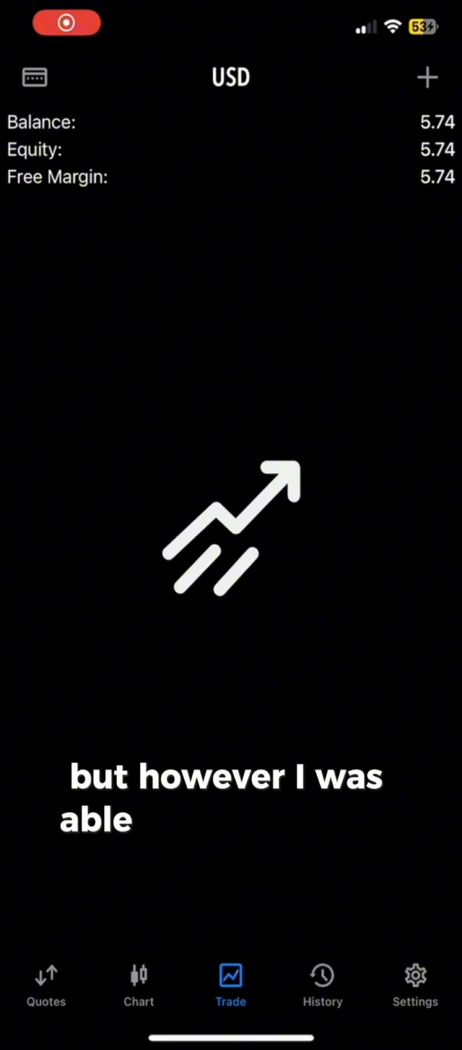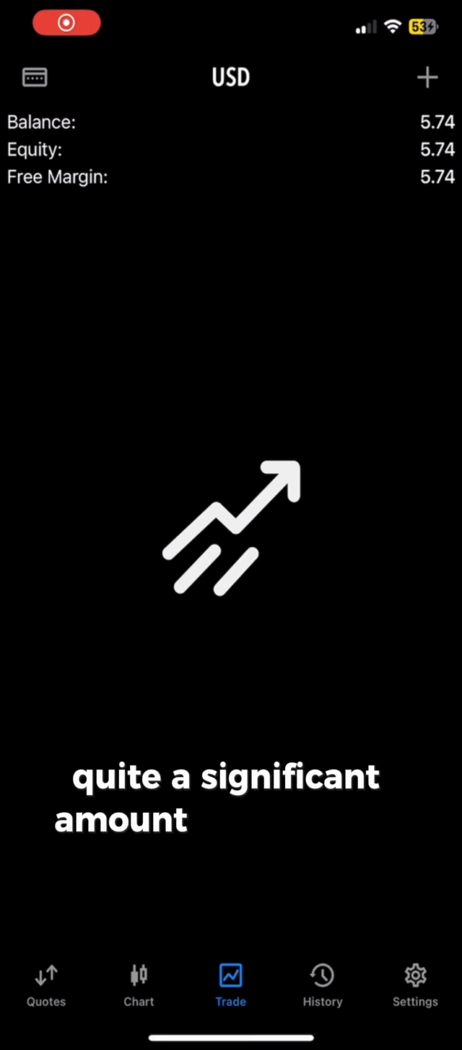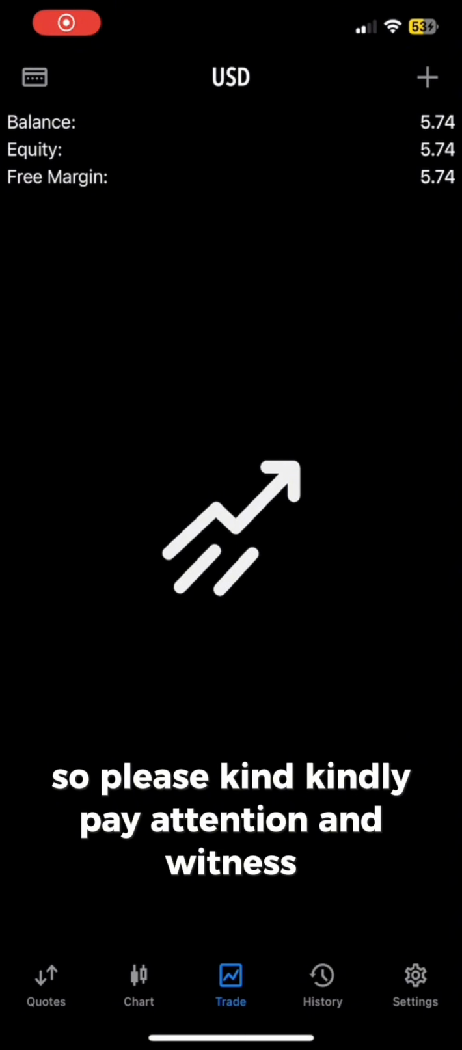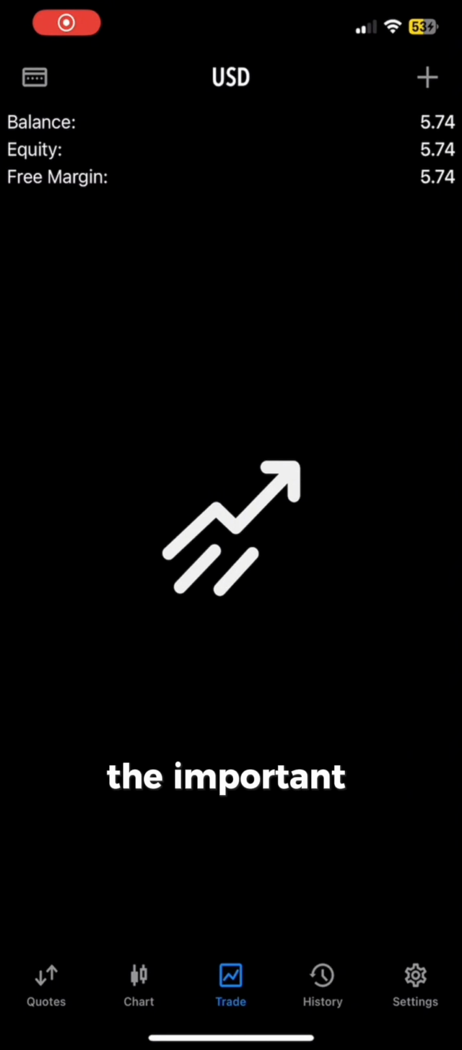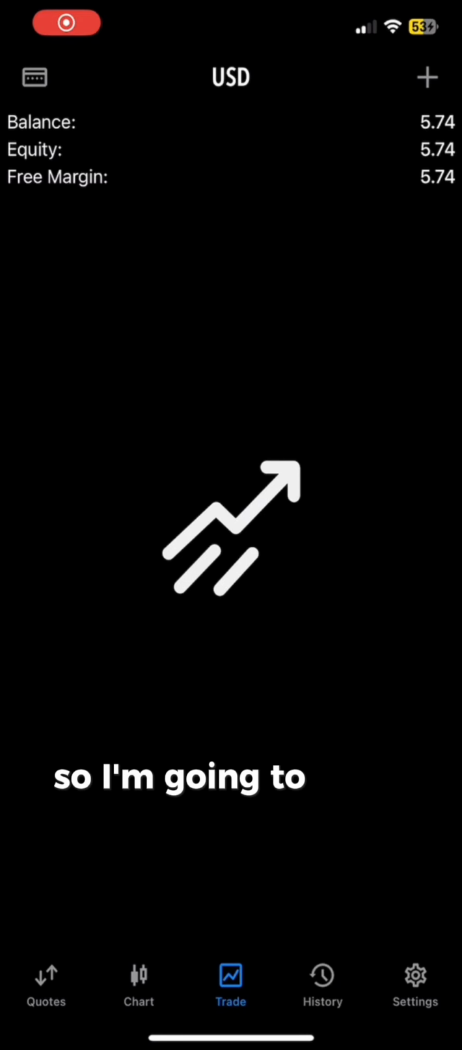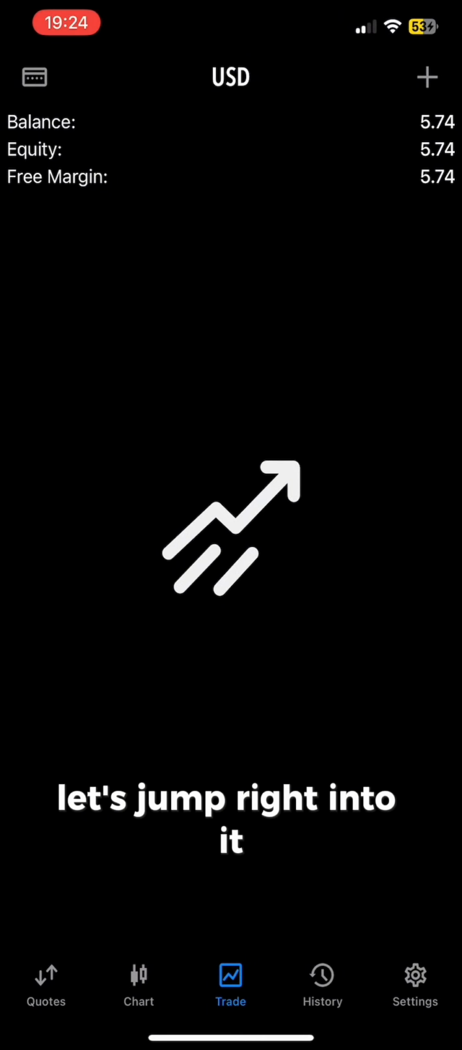I was able to raise it to at least a reasonable amount, quite a significant amount after a lot of trials. So please kindly pay attention and witness the important aspects of raising a small account. So I'm going to try to raise this $5 account. So without wasting much of your time, let's jump right into it.